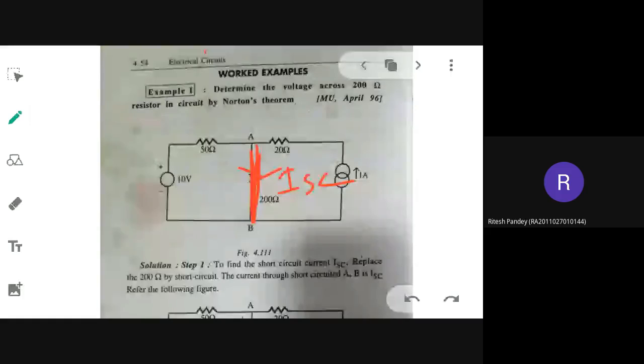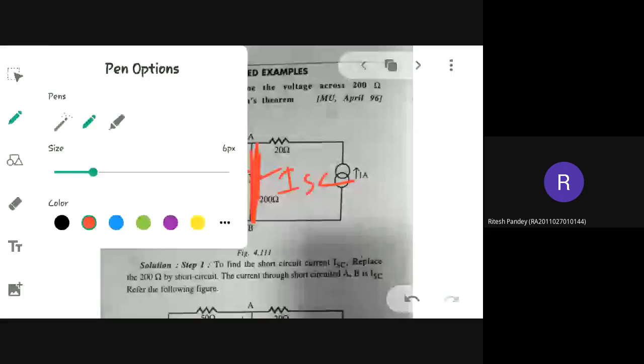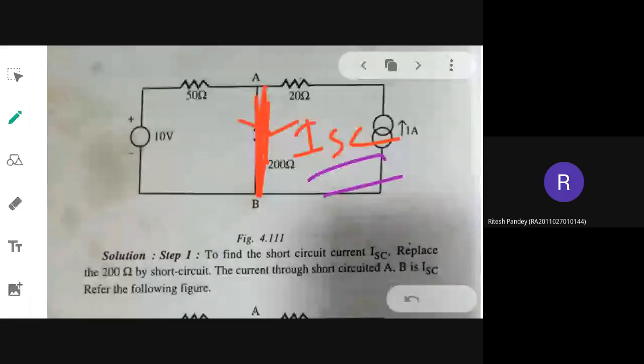Okay, now I have to short this particular terminal. Then I have to find out the current ISC. So how do I proceed in finding ISC? That is the thing that I have to find out. This is a simple problem. Can you think of any way in which you will be able to find the current through that branch?